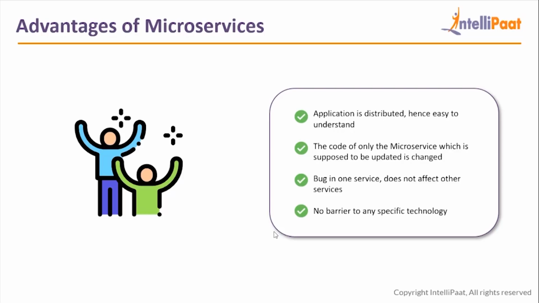Okay, I guess we have covered all the advantages. The first one being easy to understand, then the code which has to change will only be changed for the microservice which has to be worked on. Then a bug in one service will not get into all the components of the application. It will only be isolated to that particular function. And of course, you can use any technology that you want with the microservice that you are working with. Okay, and all of this is possible using containerization.